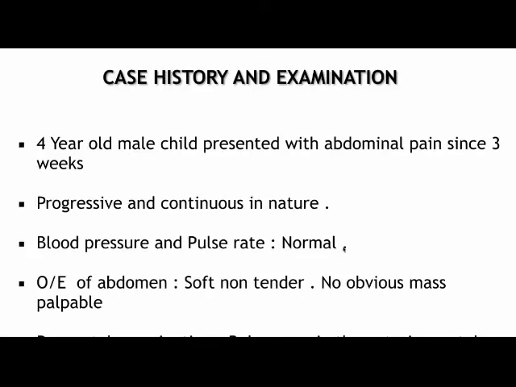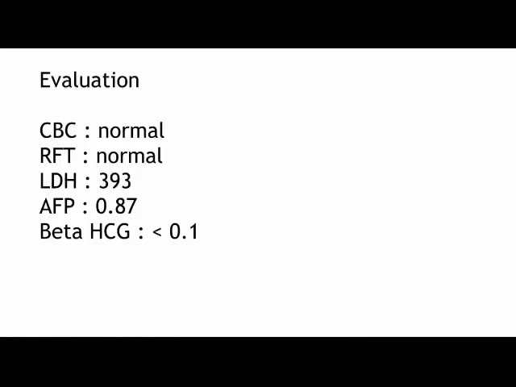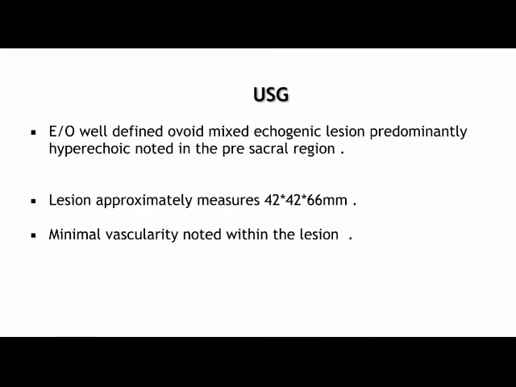Fine. This second case is about a 4-year-old male child who presented with abdominal pain since 3 weeks, progressive and continuous in nature. His vitals were stable. On examination, the abdomen was soft and non-tender, and no mass was palpable. On blood investigation, CBC and RFT were normal, LDH was 393, and alpha fetoprotein and beta HCG were normal. USG showed a well-defined ovoid mixed echogenic lesion, predominantly hyperechoic, in the presacral region, measuring approximately 42 x 42 x 66 mm. There was minimal vascularity noted within the lesion.